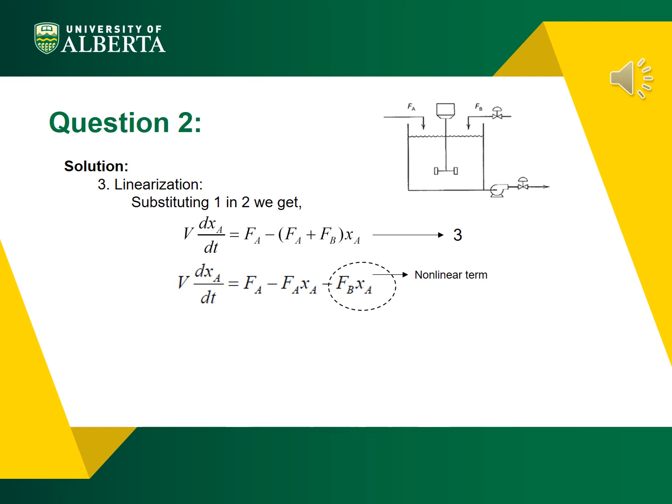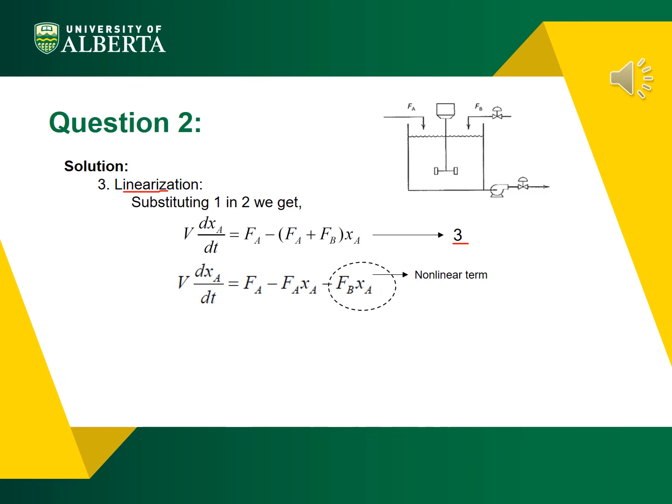So in the third subdivision, you have been asked to linearize the derived nonlinear model. If you substitute equation 1 into equation 2, what you get is equation 3, which is written right here. So why is this equation nonlinear? Because we have a nonlinear term: FB, which is an input, and XA, which is a state variable. So we have the product of input and state variable. So this is a nonlinear term.